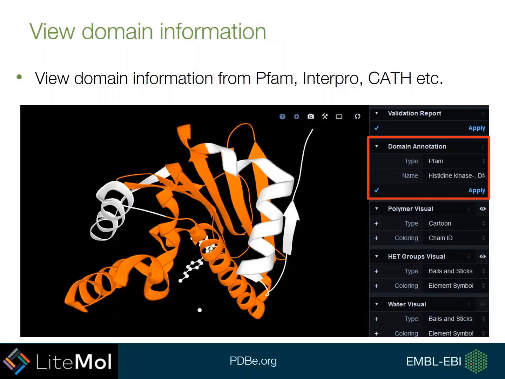Another thing that you could show within LiteMol is domain annotation as well. We get this from databases such as PFAM, Interpro, and CATH and SCOP, and you can select specific domains within this entry and apply them, and these will be highlighted in orange in the structure, so you can get a clear idea of where these exist.